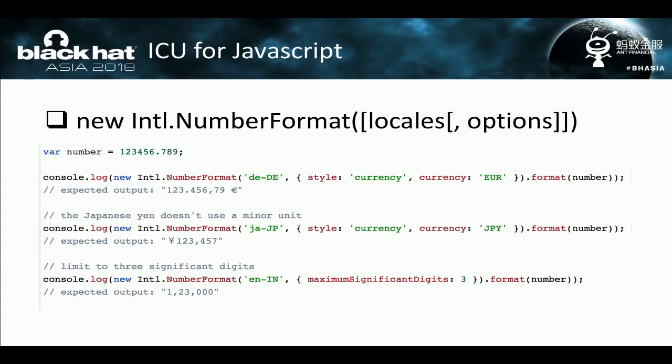On the first line, the second output is in Japan format. Japan doesn't use a minor unit. The third output is in integer format. The property maximum significant digits in options is 3, so the output limits to 3 significant digits.